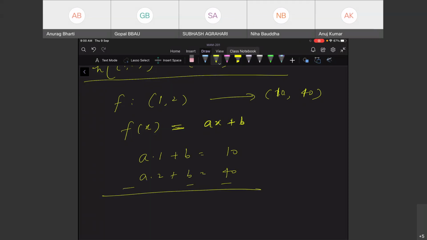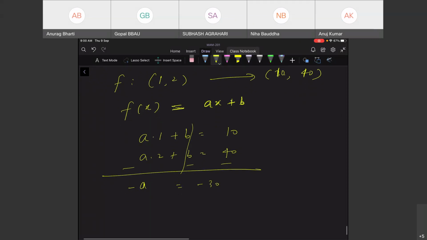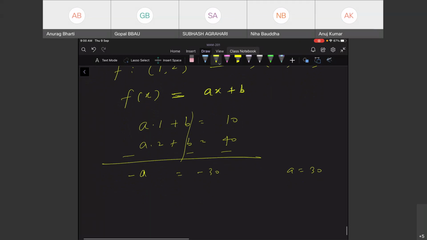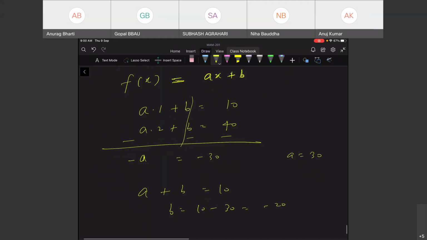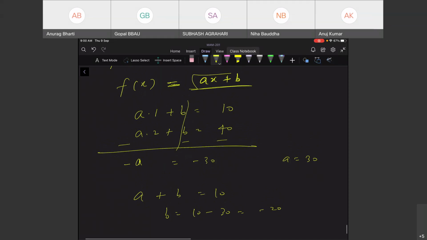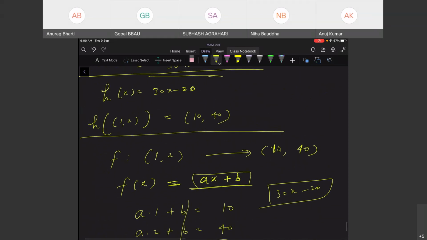तो ये आपको माइनस कर दीजिए तो b कैंसिल हो गया, यहाँ माइनस a आया और यहाँ माइनस 30 आया। सो a = 30, देन a + b = 10, a is 30, so b is 10 minus 30, this is minus 20. So what you get is a is 30, b is minus 20. Okay. So you see, we are getting the same thing. ठीक है? Is this okay? Yes, sir.